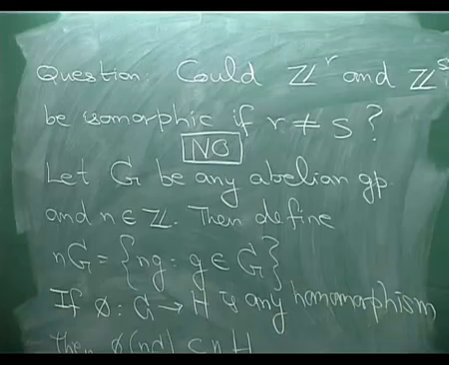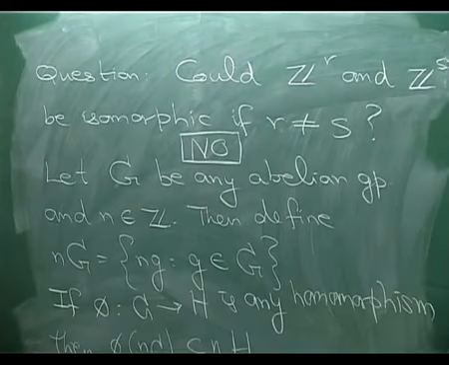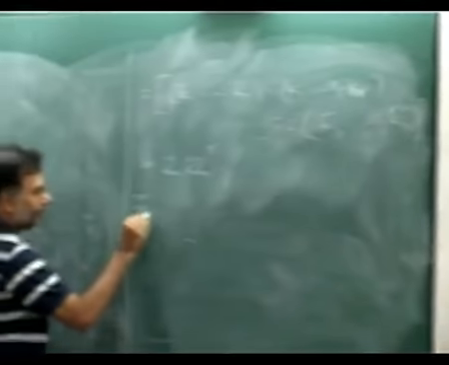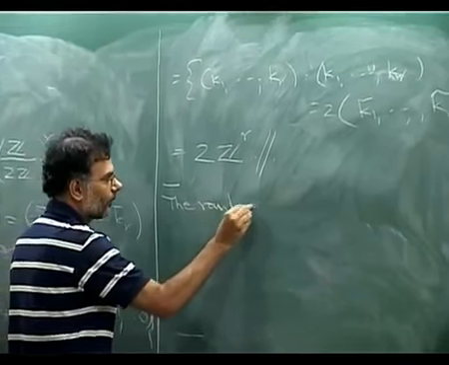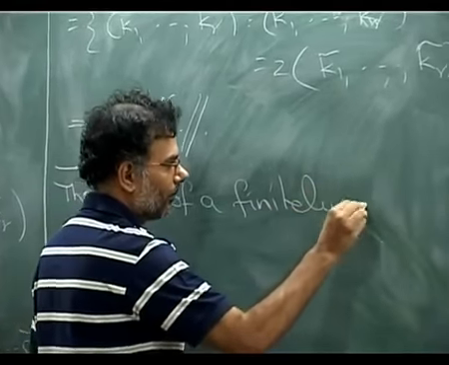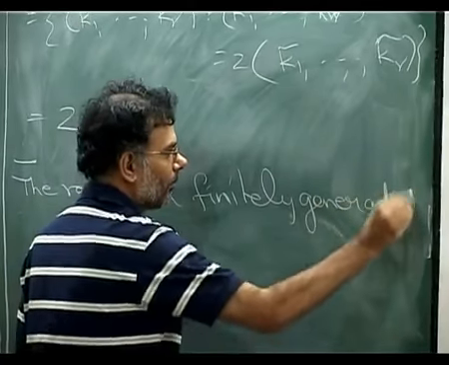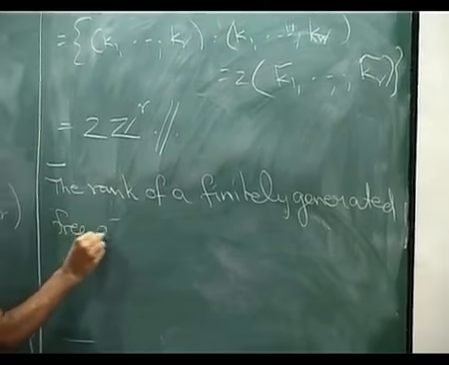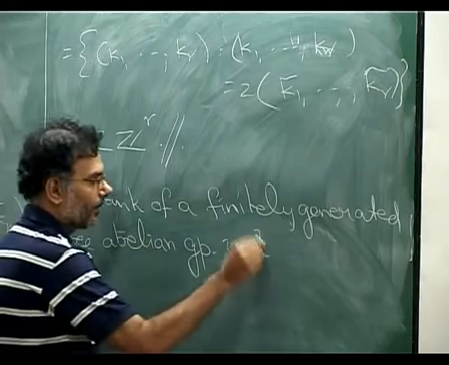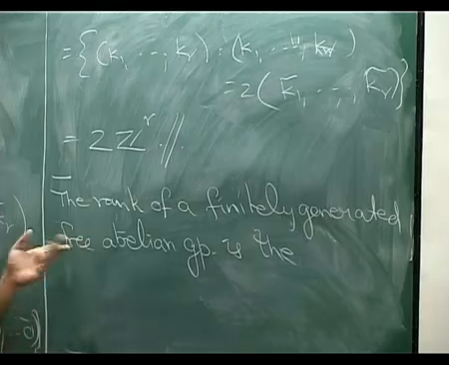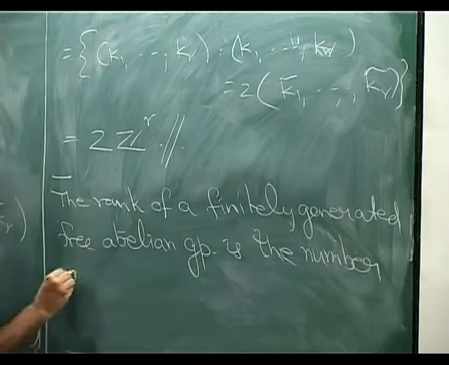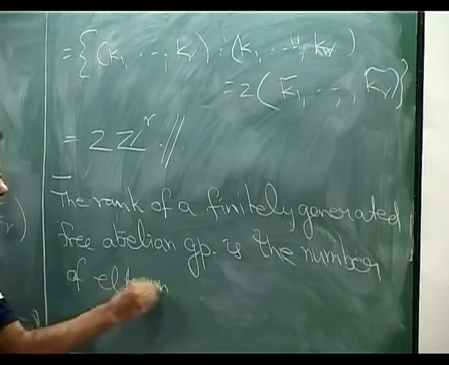Once we have proved this, now we can define what the rank of a free abelian group means. The rank of a finitely generated free abelian group is the number of elements in any basis of it.